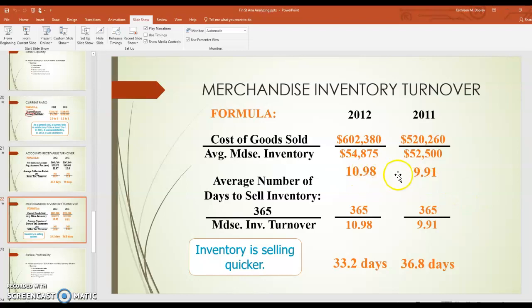Multiple, like bunches of times per year. Okay, so to get it into days, again, we take 365 in the numerator, and then whatever is your turnover ratio in the denominator, that tells us the days. It used to take us 36.8 days to turn over our inventory. Now it takes us 33.2 days, and so inventory is definitely selling quicker, but we probably want it even quicker than that.